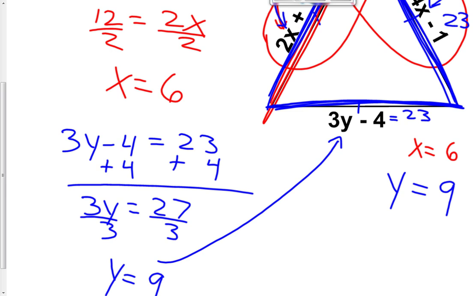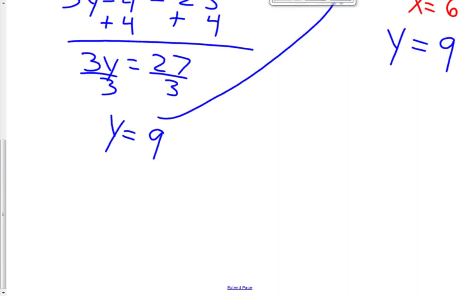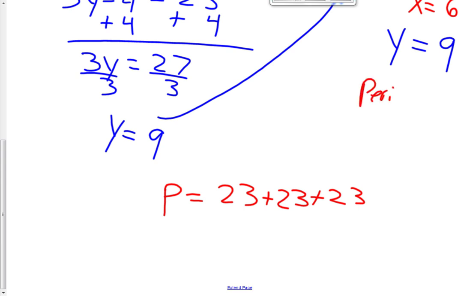So, what is my perimeter if an equilateral triangle has a side of 23? The other side is also 23. The other side is also 23, and we get 69 units. So the perimeter, 69 units.